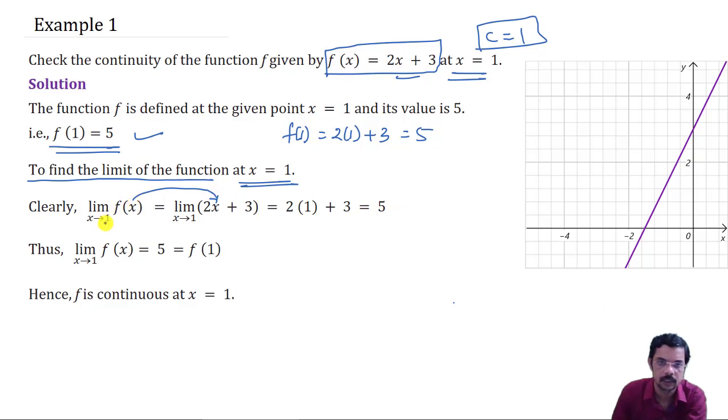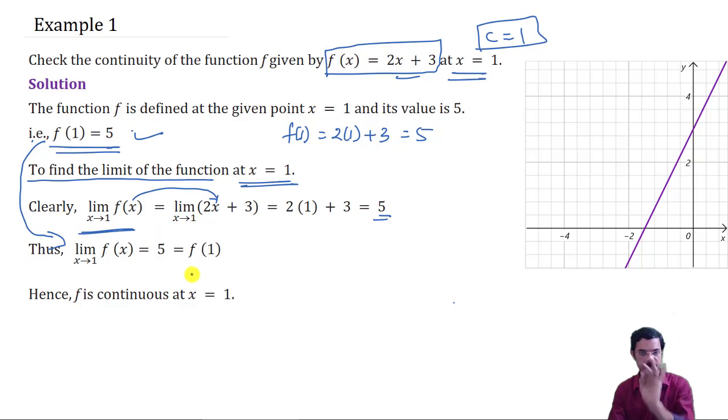Okay, that is, limit as x extends to 1, f of x is equal to 5. And that was equal to this value. See, f of 1 will be equal to this value. So that is why we can say that f is continuous at x equal to 1.